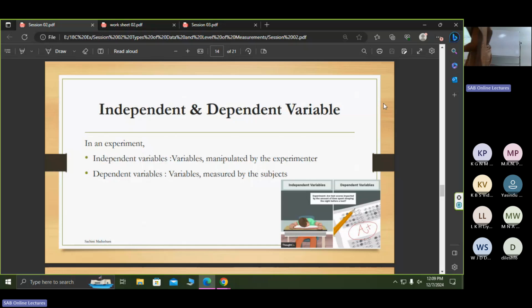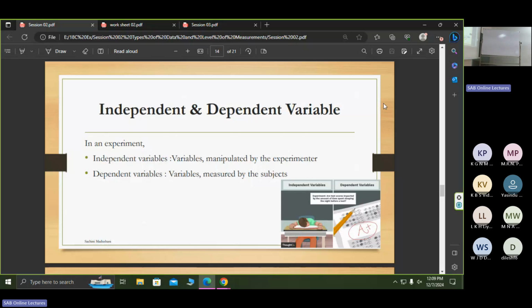Last week we discussed an overview of statistics. Then we studied what statistics is, what the important concepts in statistics are, what the limitations are, and what the applications are. Remember those things? Yes or no? Yes. Okay.